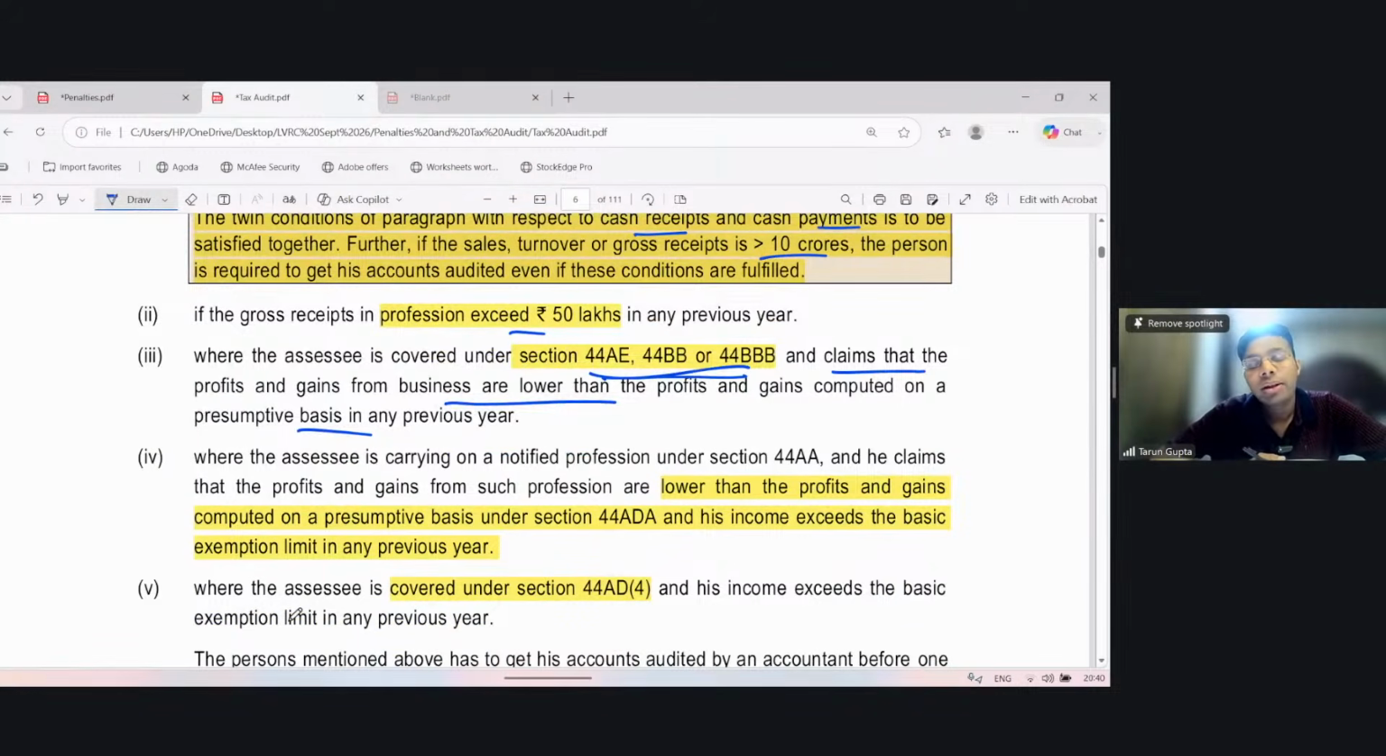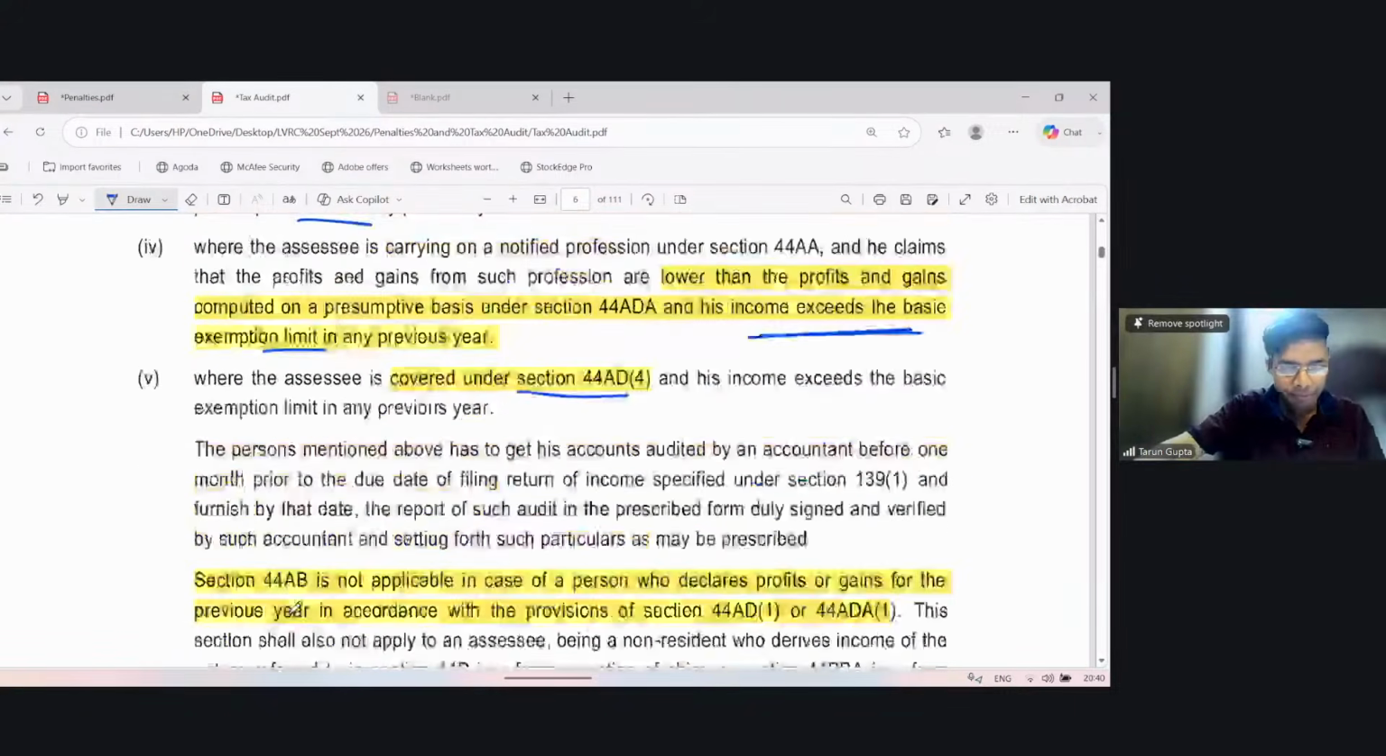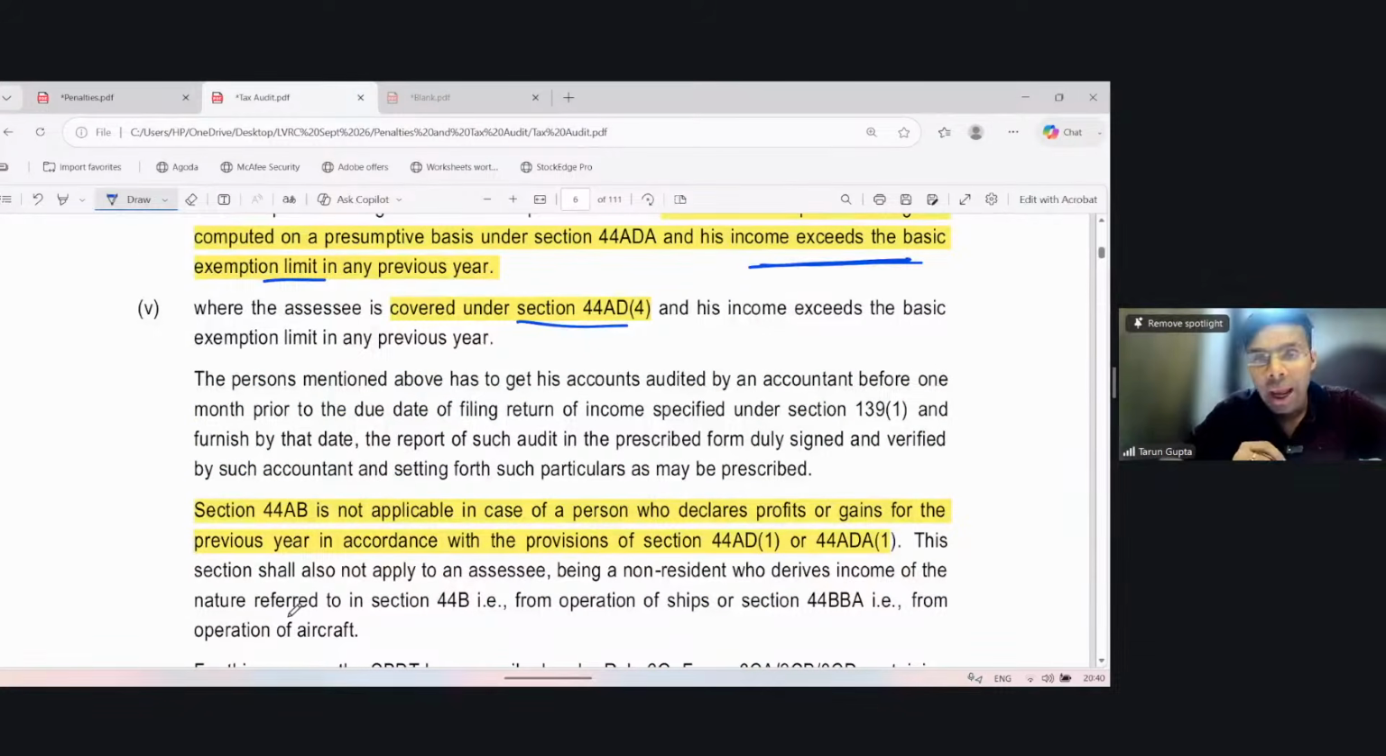In case of 44ADA, the tax audit is required if the assessee shows income below the presumptive income under section 44ADA and its total income exceeds the basic exemption limit. In case of 44AD, the audit is required if the assessee is covered by section 44AD(4), which says that earlier you were claiming 44AD, but now if you are opting out of 44AD and your total income exceeds the basic exemption limit, then you are covered by 44AD(4). For that year and 5 subsequent years, you are required to get your accounts audited. It says 44AB. Tax audit is not required if the assessee is opting for 44AD or 44ADA.